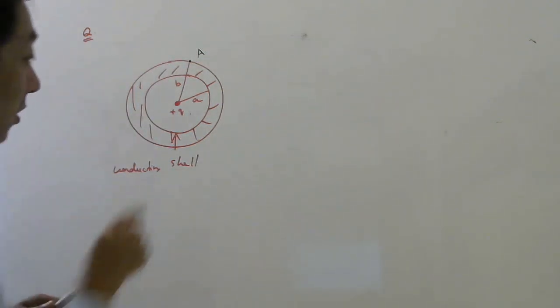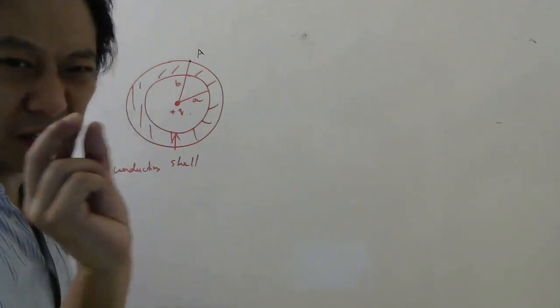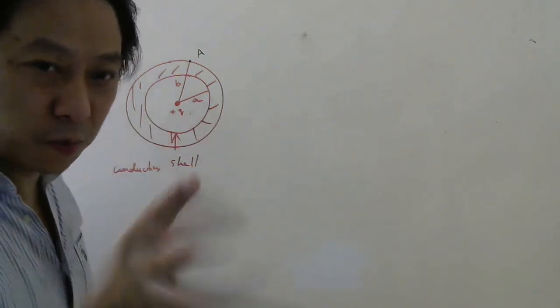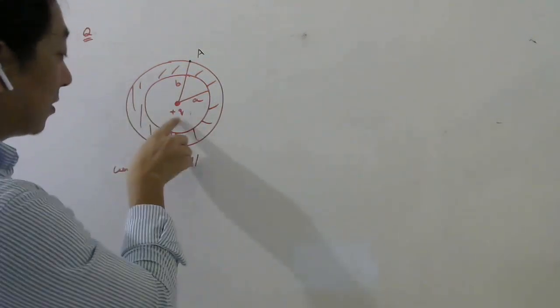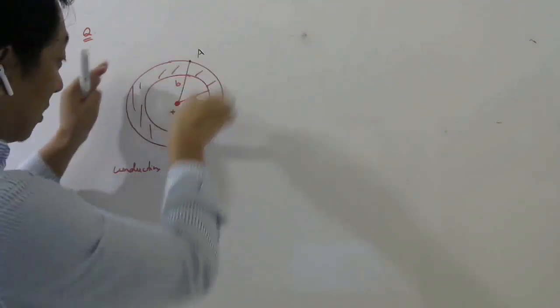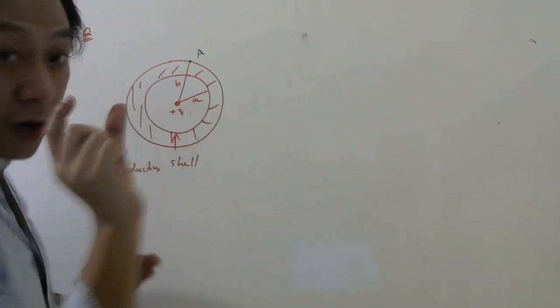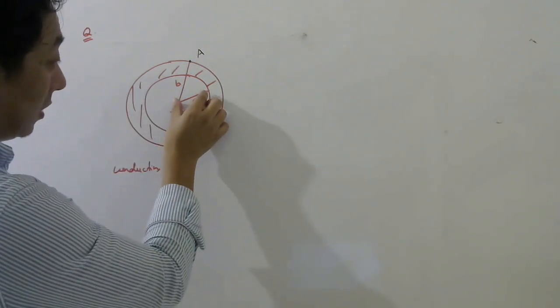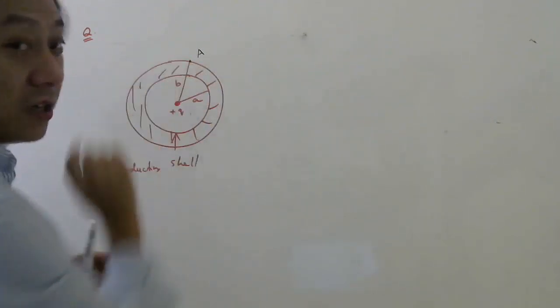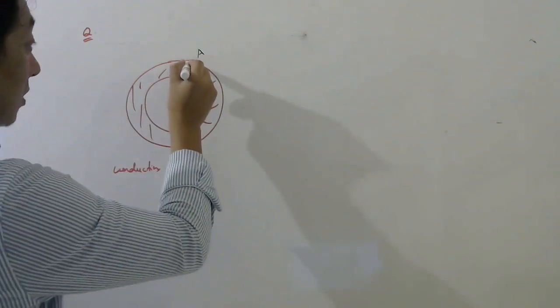Understood the question? Here I have put a small solid conductor, or you can think point charge plus Q. Then outside this plus Q there is this conducting shell, but the thickness is quite large. So the inner radius of this is A, outer radius is B. So I want potential at this point.